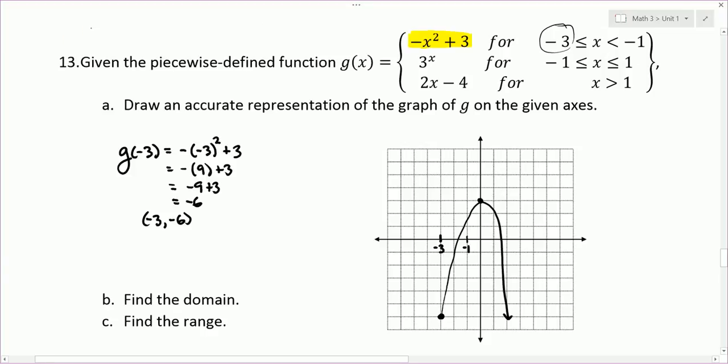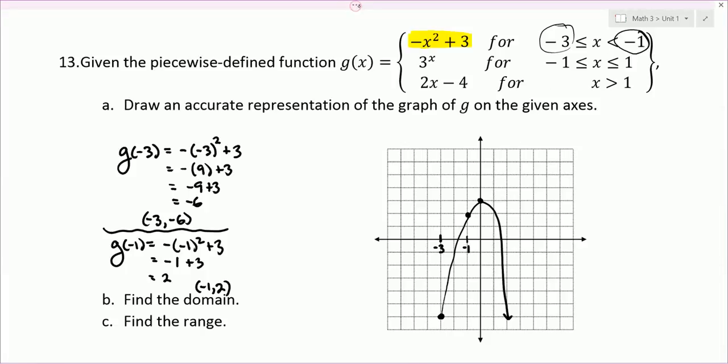Before I do, let's see exactly what's going to happen at -1. So at g of -1, just going to carefully plug these in. We end up with 2. So -1, 2. Right there. Should it be closed or open though? It's just a less than sign, so we just want it open.